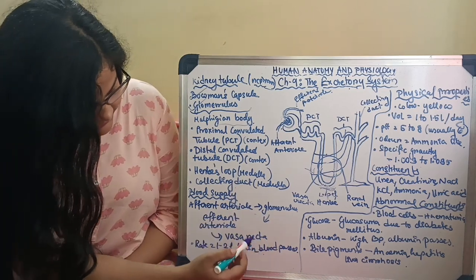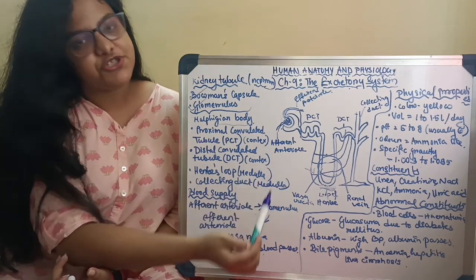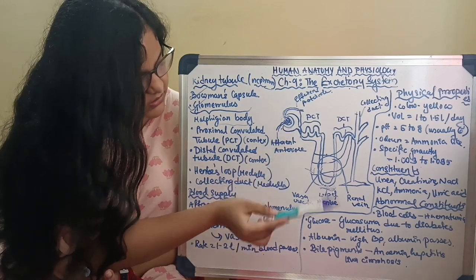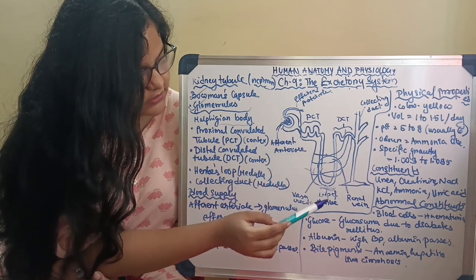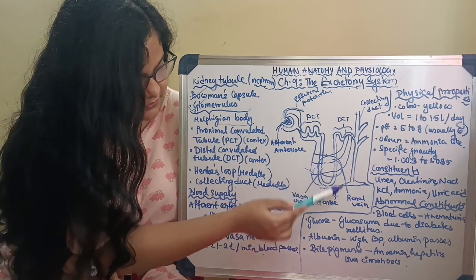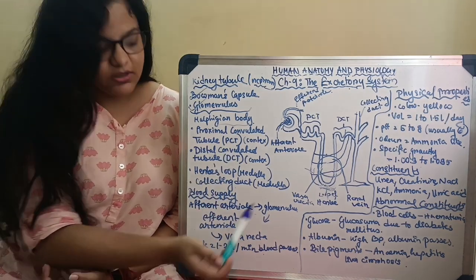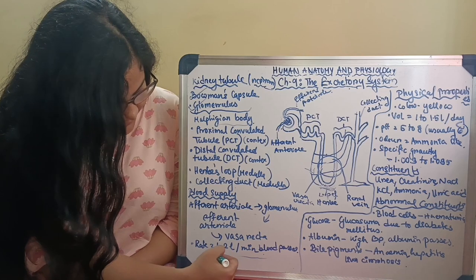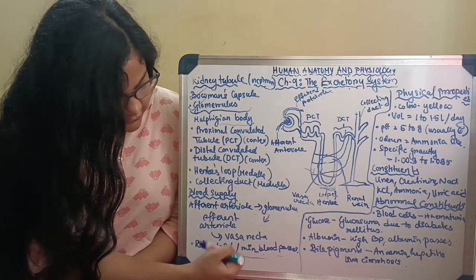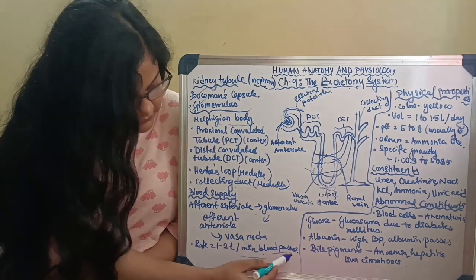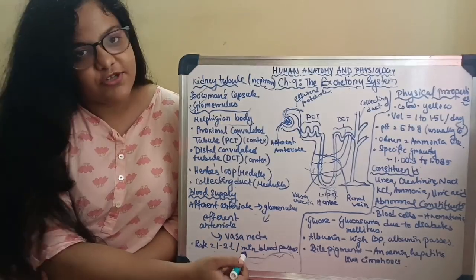Okay. Next, what we need to know is that the efferent arteriole actually brings the oxygenated blood from the aorta and enters the glomerulus, and the deoxygenated blood from the kidney leaves from here by the renal veins and joins the vena cava. Okay. Now we need to know that the rate of blood that passes through the kidney is 1 to 2 liters per minute for an average adult.